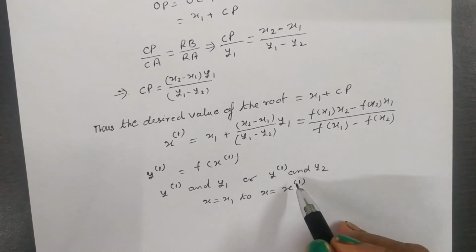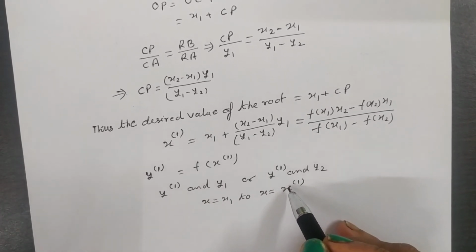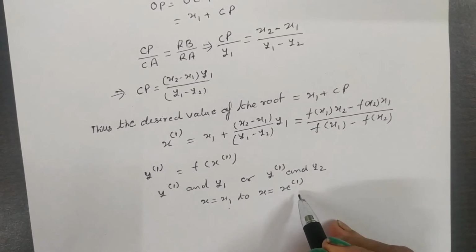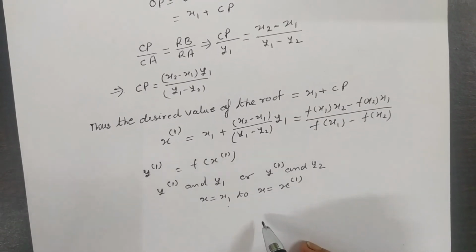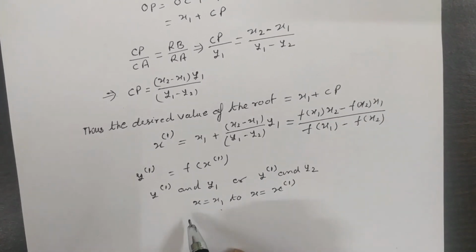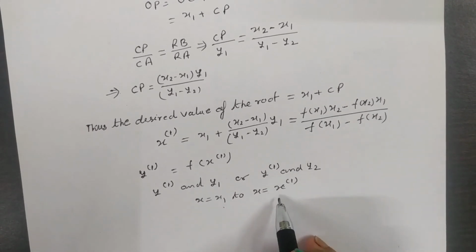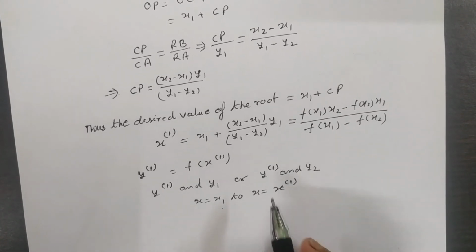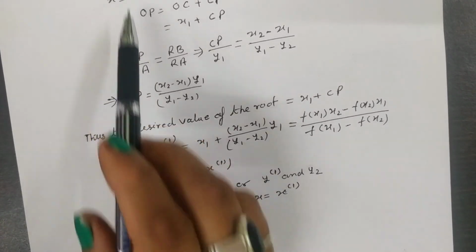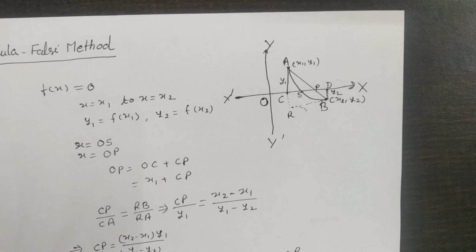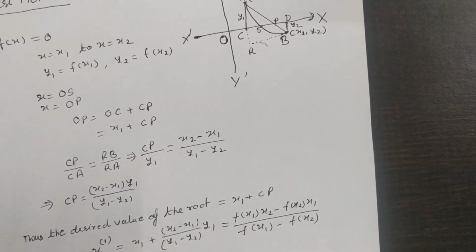So we can find a better approximation of the root by applying the method of false position in the interval x = x1 and this one. Continuing this process, we can obtain the root to the desired accuracy. Similarly you can find the next terms x1 and x2, and so on. This is the regula falsi method, in which you can find the real root of the equation.